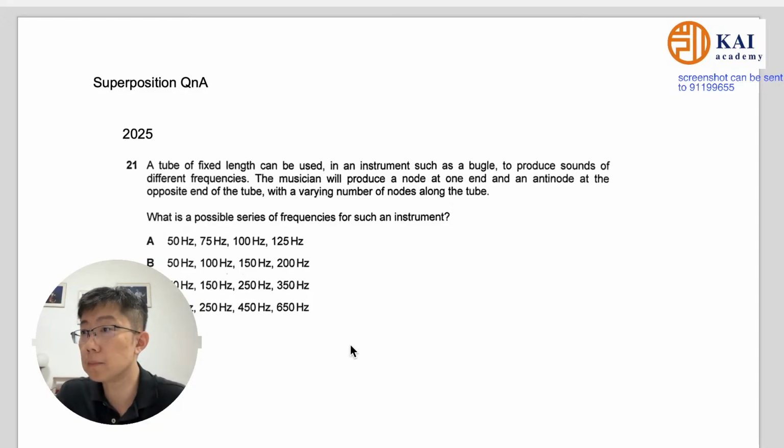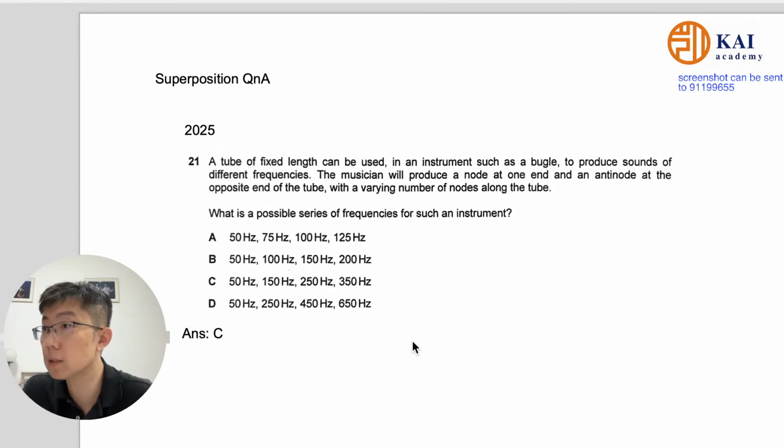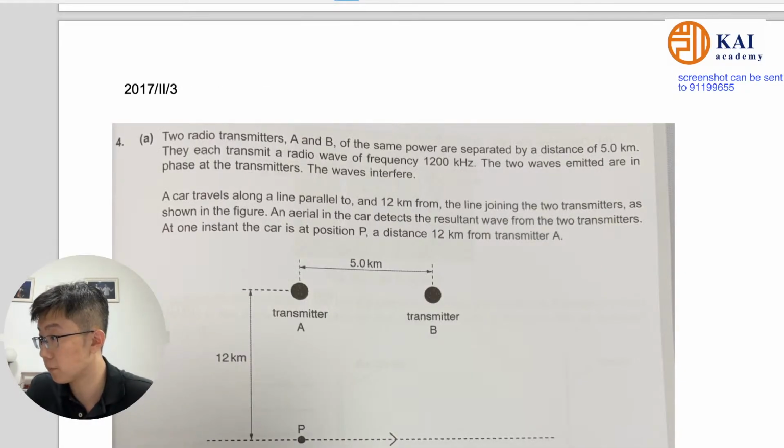Let me see. Just a quick check, I think my screen, is it showing the correct screen? Okay.